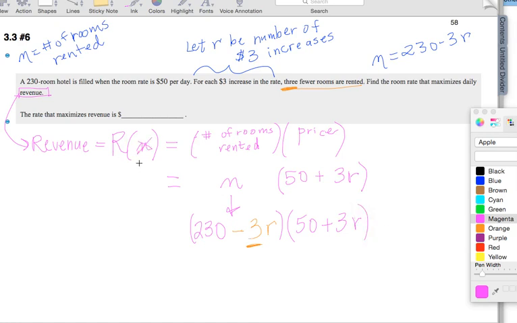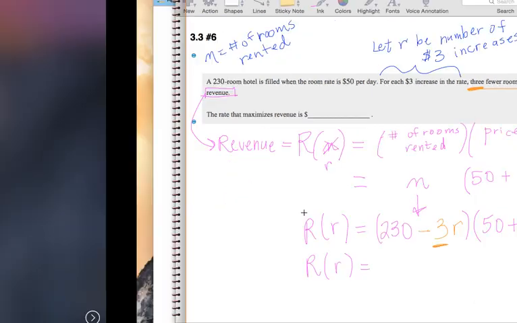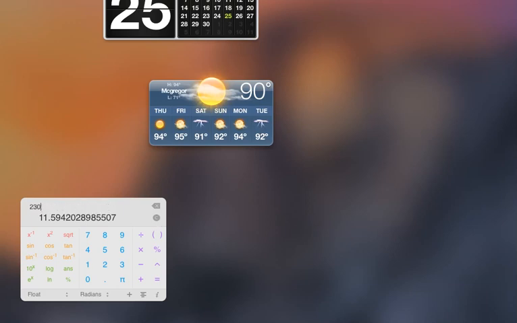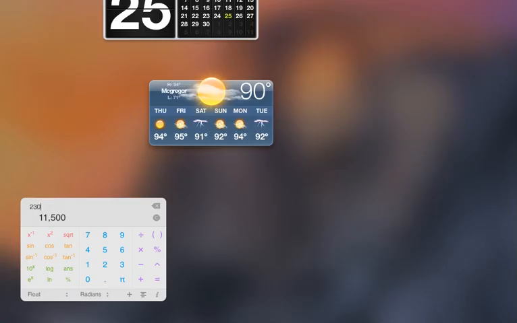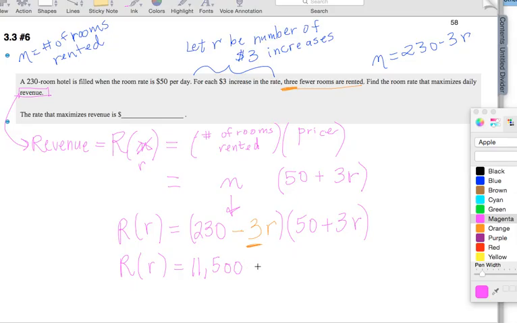So, I'm going to go ahead and write N equals 230 minus 3R. Actually, I put N there, but let's just go ahead and call it capital R of little r, since that's what we've got here. I would go ahead and simplify this before differentiating. So R of R would be 230 times 50 is 11,500. I'm just foiling here. Then 230 times positive 3 is 690, so we'll have plus 690R. Then that's going to be minus 150R. My last term will be minus 9R squared.